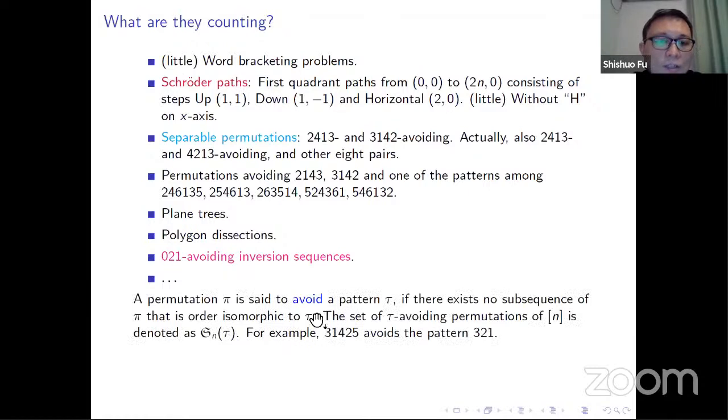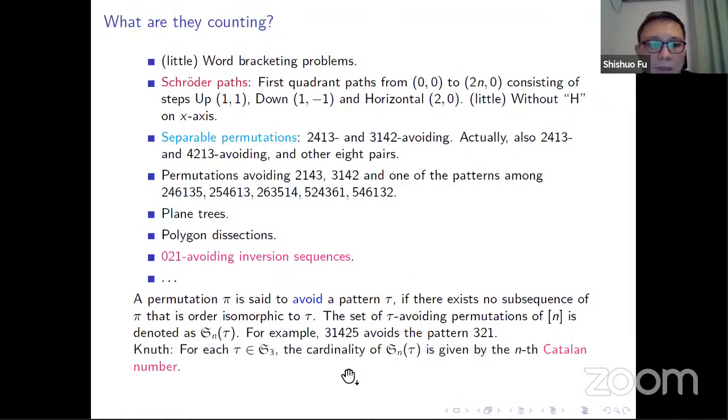Here I will give you the definition of a pattern avoiding permutation. A permutation pi is said to avoid a certain pattern tau if there exists no subsequence of pi that is order isomorphic to tau. For example, 31425 avoids the pattern 321, because you cannot find a subsequence a, b, c with a larger than b and b larger than c. But it does contain 213. For example, 3, 1, 4 gives you a subsequence with pattern 213. Okay. So in our talk today, we will focus on these two models, Schroeder paths and separable permutations.